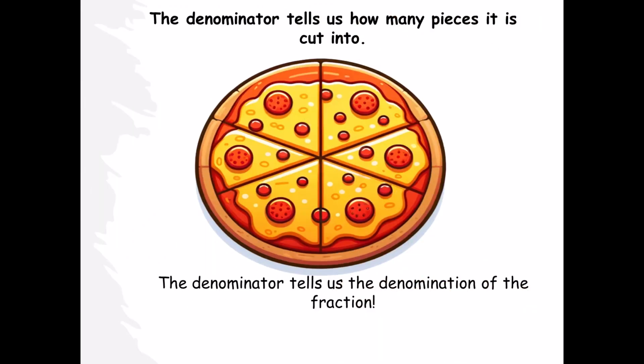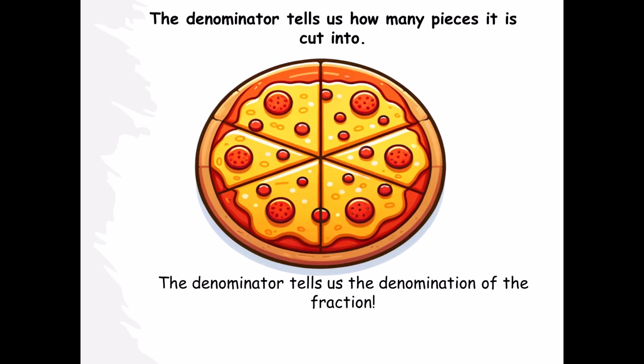And that is why we call it the denominator. Look at this pizza cut into 6 pieces. Each piece is one part of the whole pizza. In fractions, the number of pieces a whole is divided into is called the denominator. For our pizza, the denominator is 6 because there are 6 slices.